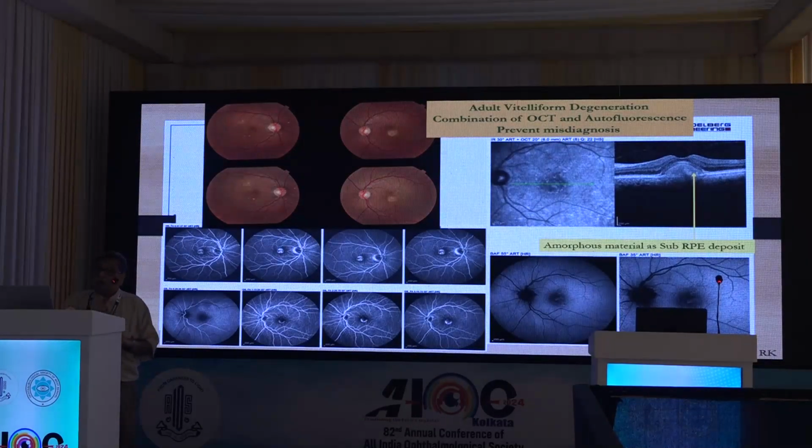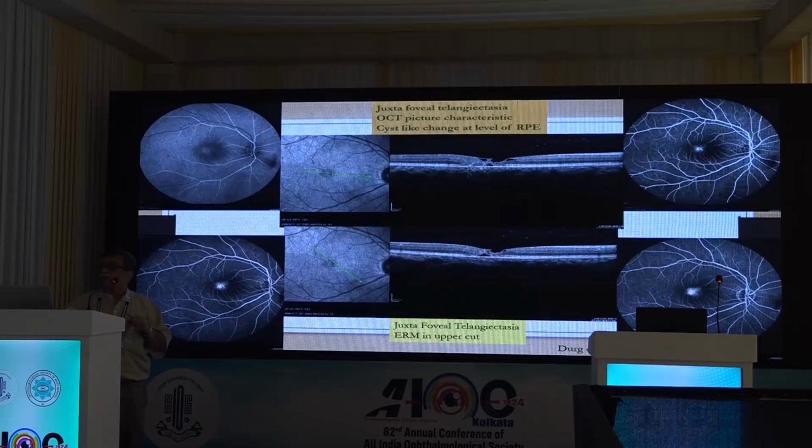But you must also differentiate what we call adult vitelliform degeneration. Here this lesion looks like a CNVM. On angiography, you'll see the leak, but the hyperfluorescence doesn't increase too much. That should give you the first doubt. If you look at the OCT, it looks like there is some amorphous material there. But if you do an autofluorescence, you find it's hyperfluorescent. So the combination of autofluorescence with this kind of picture on OCT, you're sure you're dealing with adult vitelliform degeneration, which does not need treatment.